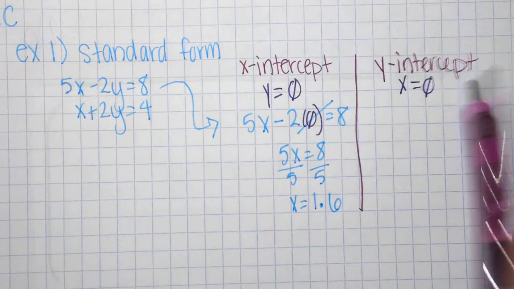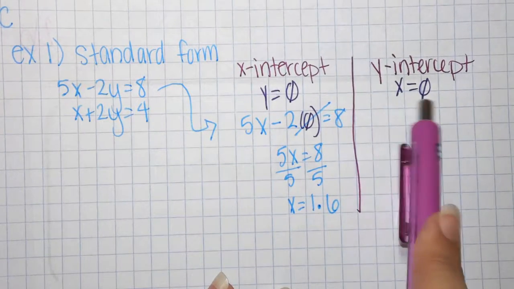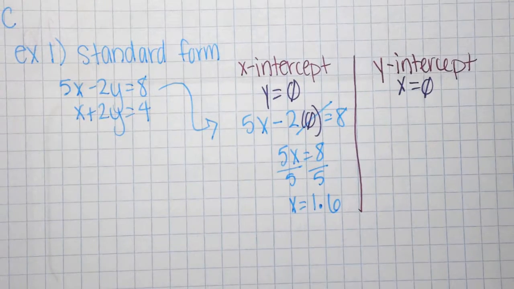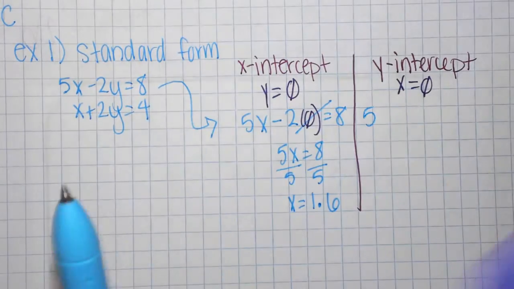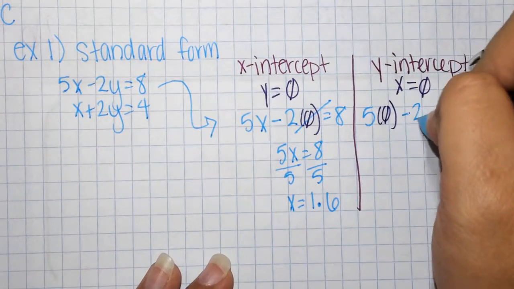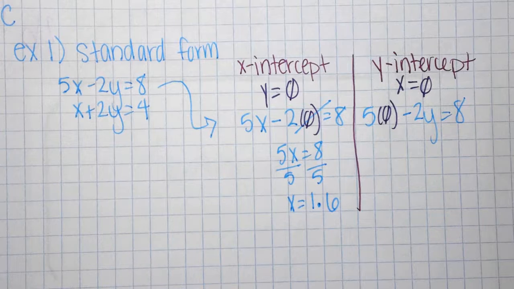Alright, now let's look at our y-intercept. What are we going to plug in this time? 0 for x. So we're going to write it as 5 times 0 minus 2y equals 8.